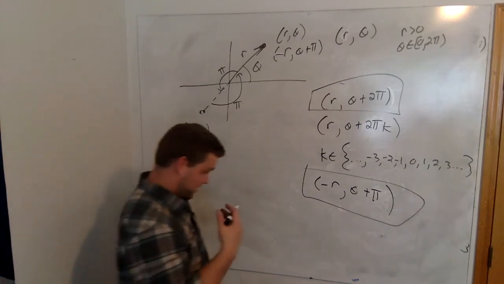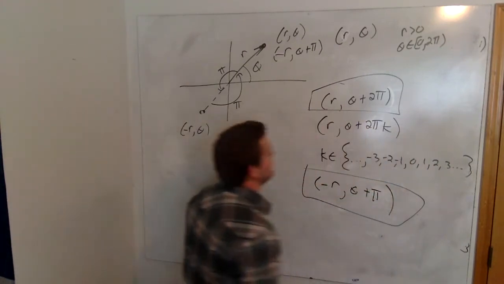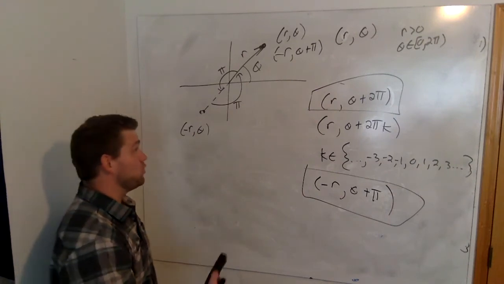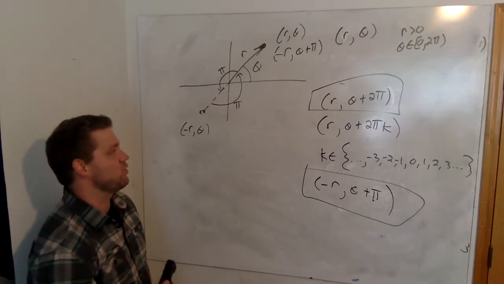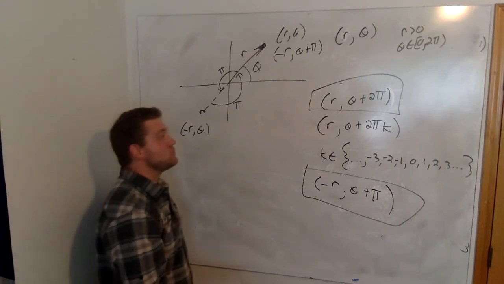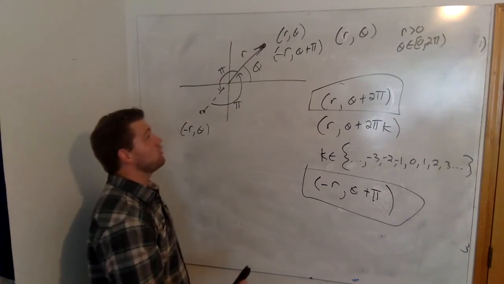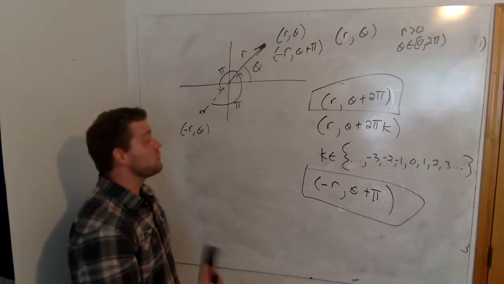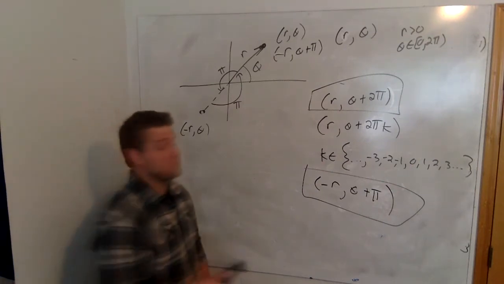So there's not a unique way to represent a location in polar coordinates, and that's one of the main differences between polar coordinates and rectangular coordinates. Rectangular coordinates have a unique representation of a location. Polar coordinates do not have a unique representation for a location. There are actually an infinite number of ways to describe a location using polar coordinates.